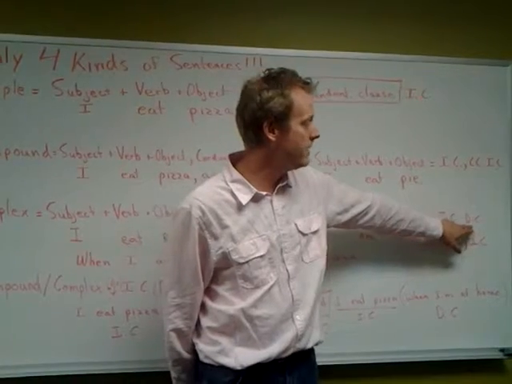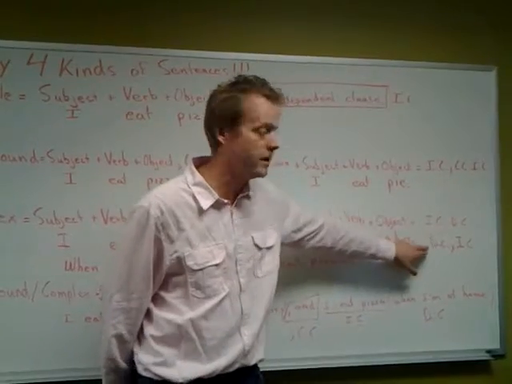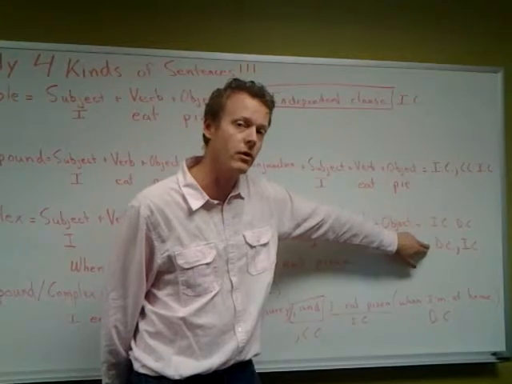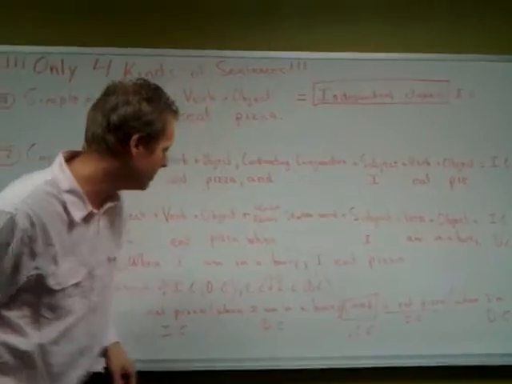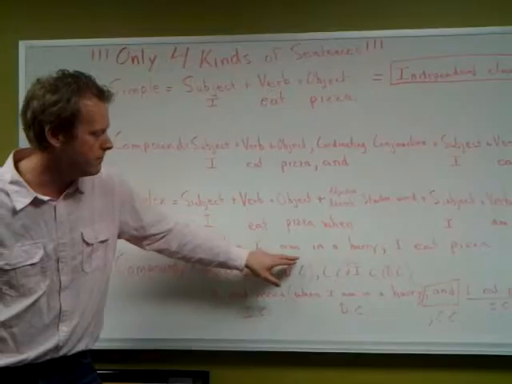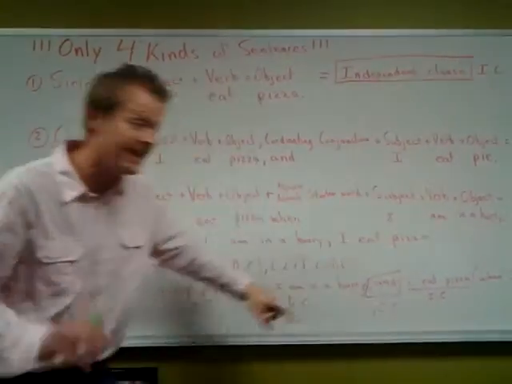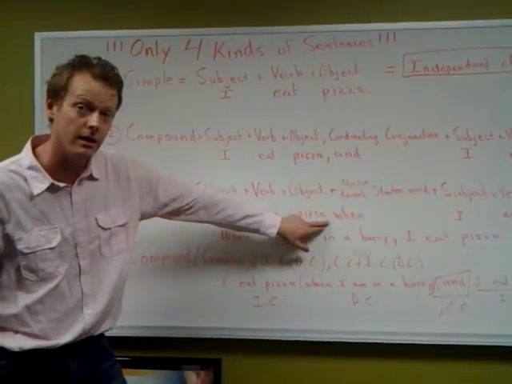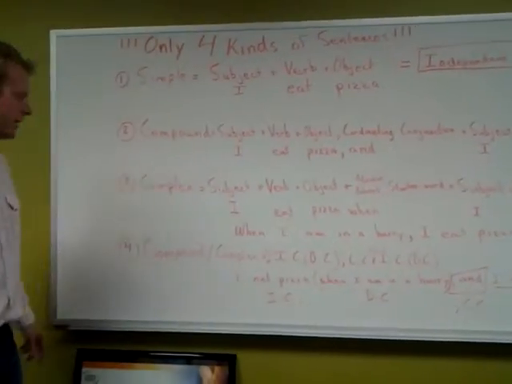Or, listen, this is what's cool. You can put the dependent clause on the end of the sentence, or you can put it on the front of the sentence. Here's the thing to remember. If you put the dependent clause before the independent clause, remember to put a comma. Okay? Let's look at an example. The same sentence means the same thing. When I am in a hurry, comma, I eat pizza. It means the same thing as I eat pizza, no comma, when I am in a hurry. That's a complex sentence.